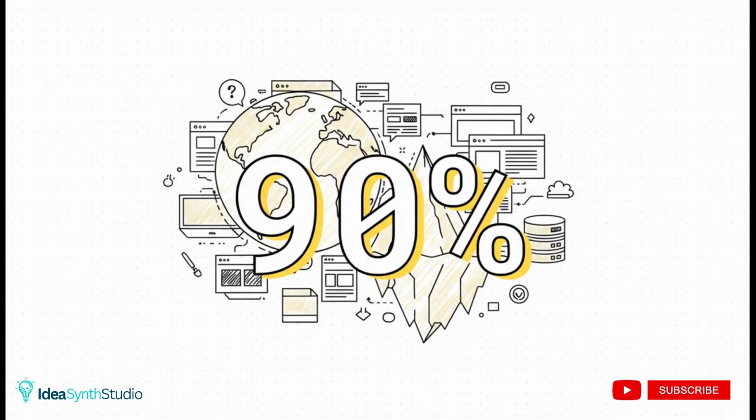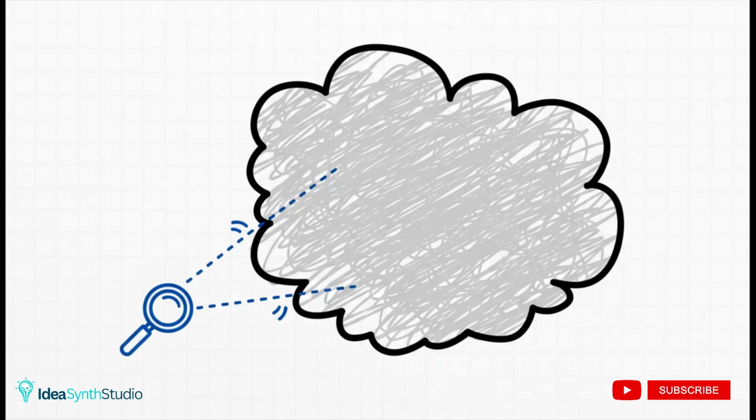To really get a sense of just how massive this is, let's start with a single number: 90%. That's right. An estimated 90% of the entire internet is completely invisible to search engines like Google. Think about that for a second. Almost everything that's online exists in a place that a standard search will never, ever find.